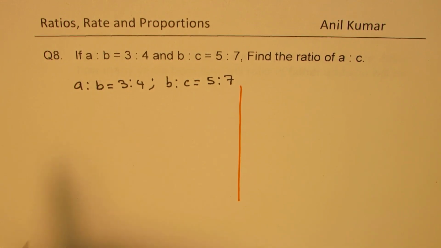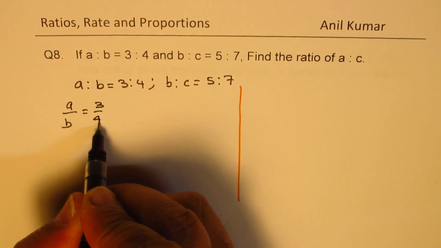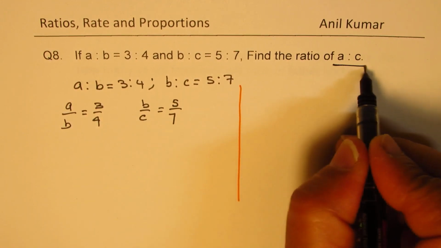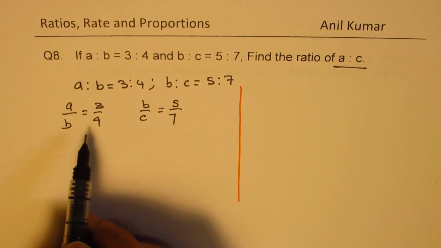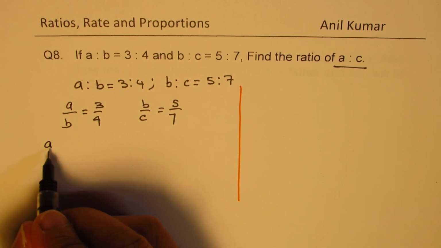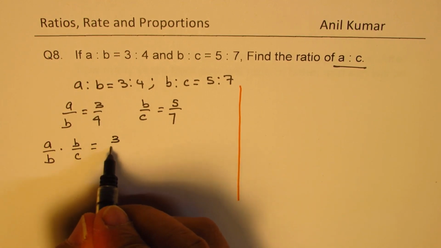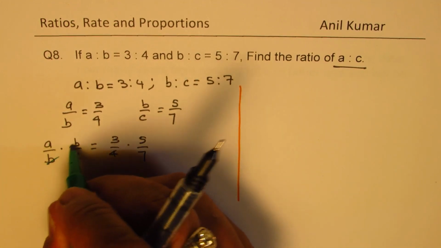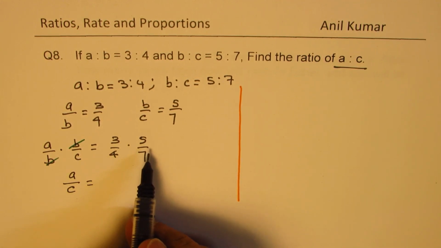Now the idea is we could write this as fractions. A over B is 3/4, and we know B over C is 5/7. But we need to find what A over C is. That is what we need to find. So you could write from here, if I multiply these 2, that is, A over B times B over C, B and B cancel, right? So we could write this as 3/4 times 5/7. Since these B's cancel, we get A over C on the left side, and we can now multiply them.